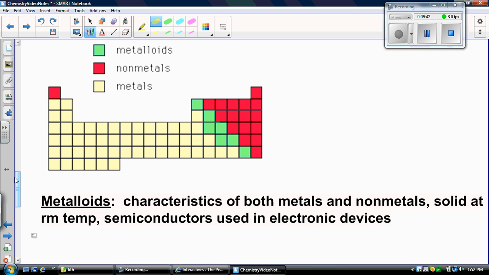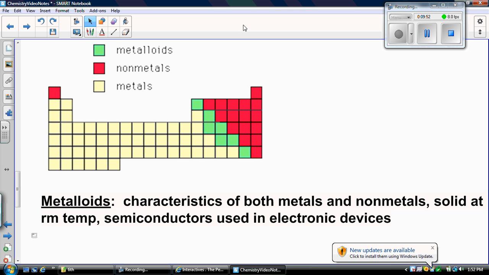Then, metalloids. Metalloids have characteristics of both metals and nonmetals. They are solids at room temperature, and they are semiconductors, which are used in electrical devices. So semiconductor means they somewhat transmit heat and electricity. That's why we use them a lot in computers.